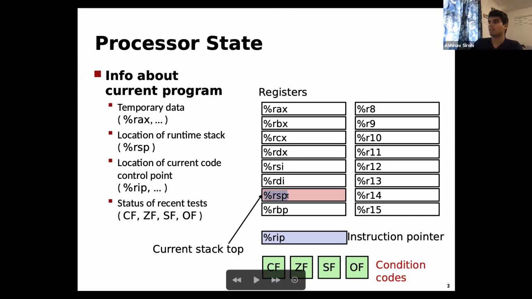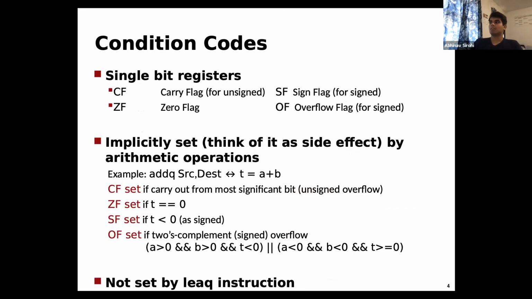But so the register RSP will store the top of the stack, and RIP will store the instruction pointer. And then we also have these 4 condition codes, which are useful for just seeing the result of comparisons. They're single bit registers, and it's either a 0 or a 1. It just turns on or off. And so you have carry flag, zero flag, sign flag, and overflow flag.